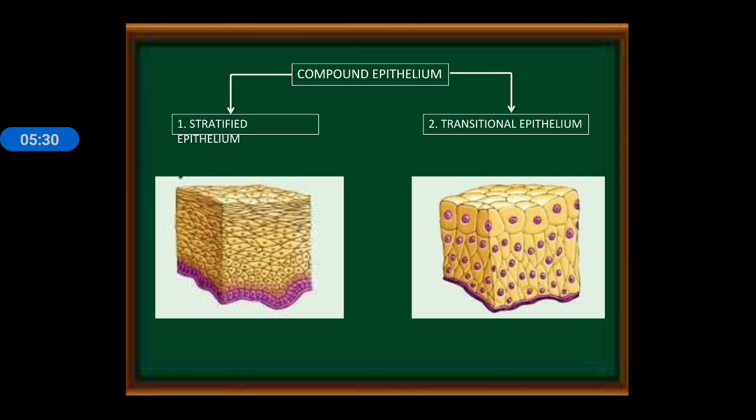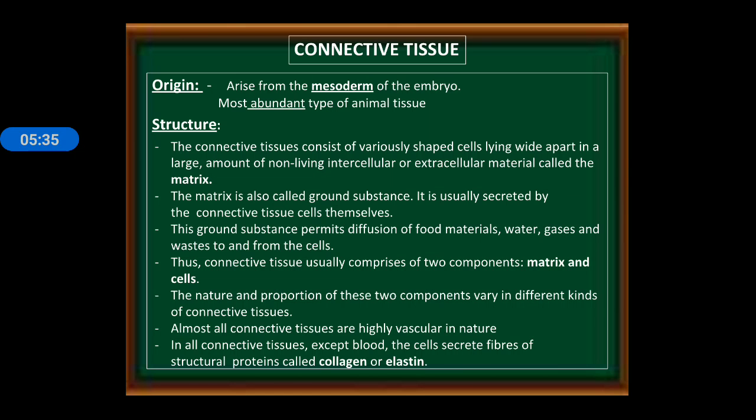Next, compound epithelium. Compound epithelium are of two types, stratified and transitional epithelium. Next is connective tissue. As the name indicates, connective tissue connects the different body parts or different body organs, and they serve the purpose of connecting the different structures of the body also.